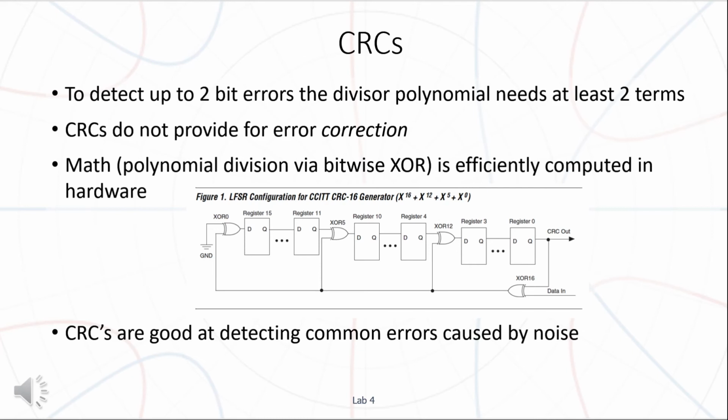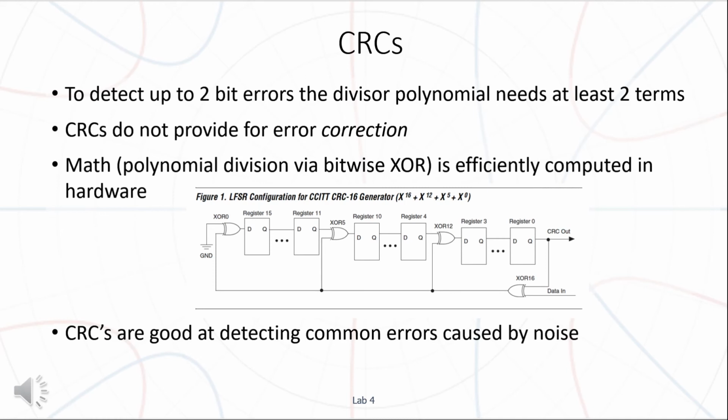Now, one thing about CRCs is that they can't do any error correction. They can only be used for detection. However, the computation, especially in a telecom application, is very quick and easy and efficient to compute using hardware, and that's why it's used. It's used for very efficient detection of errors, and it's mainly used for detecting common errors that may be caused by noise in the channel.